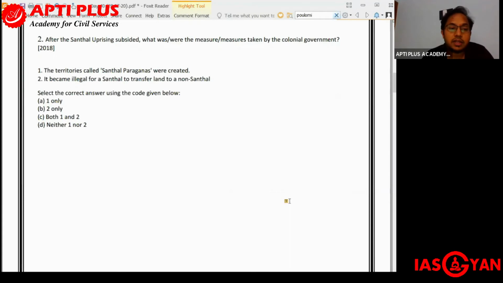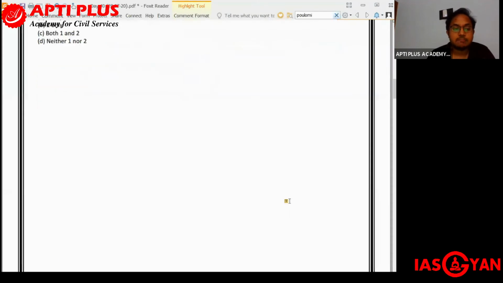Number 1, the territories called Santhal Parganas were created. Number 2, it became illegal for a Santhal to transfer land to a non-Santhal. Okay? What is Santhal? It's a tribal group. The territories called Santhal Parganas, certain parts of West Bengal and Jharkhand, these areas are called Santhal Parganas. So the territories were created and it became illegal for a Santhal to transfer land to a non-Santhal. So what is the right answer?